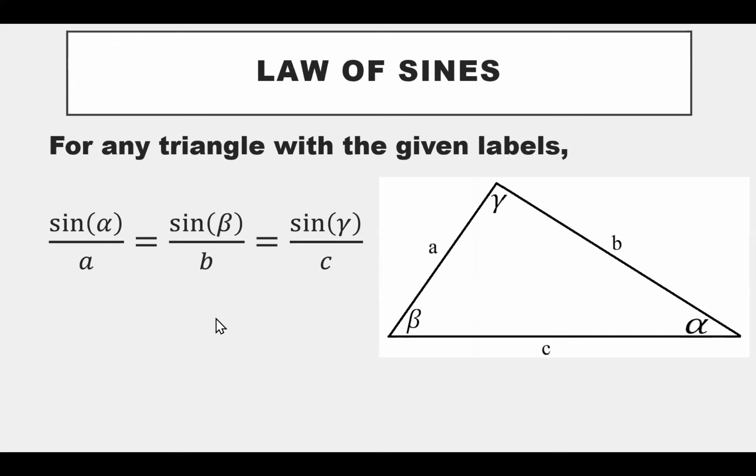As a quick reminder, if we have a triangle with that labeling convention, the law of sines says that the sine of alpha over A as a ratio is equal to the sine of beta over B as a ratio and is equal to sine of gamma over C. So those three ratios are all equal: sine of the angle divided by the side length opposite that angle.